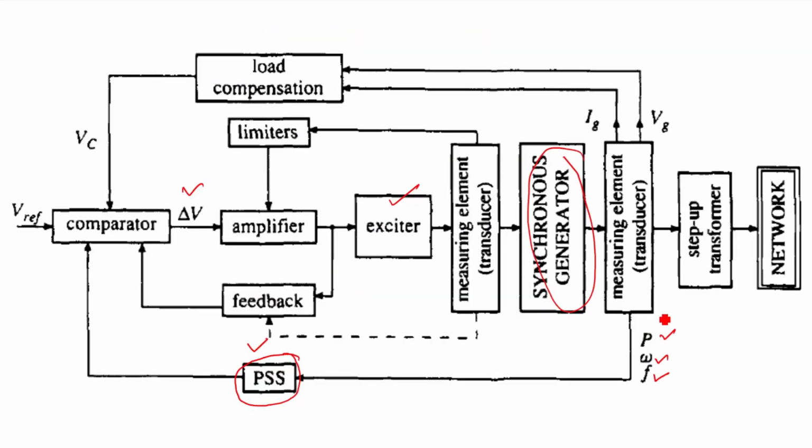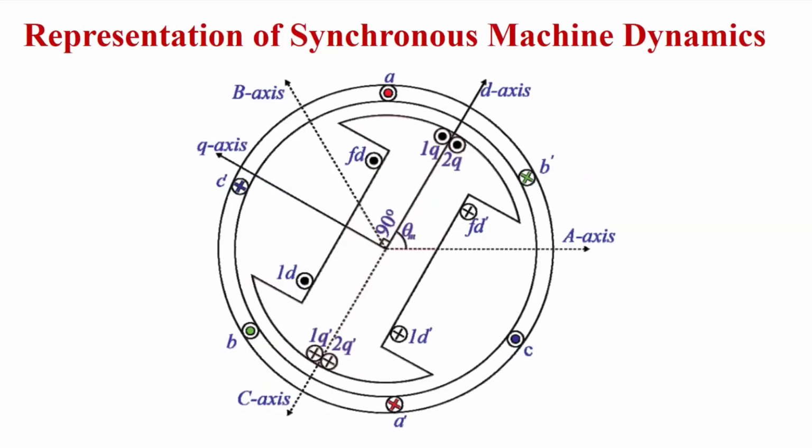Now we'll see the modeling. We'll start the modeling of the generator. Before moving to different components of the generator, we must first model the generator itself. As I told, the generator has two major components. One is the armature winding, which is on the stator of the synchronous generator, and another is the field winding, which is placed on the rotor itself.